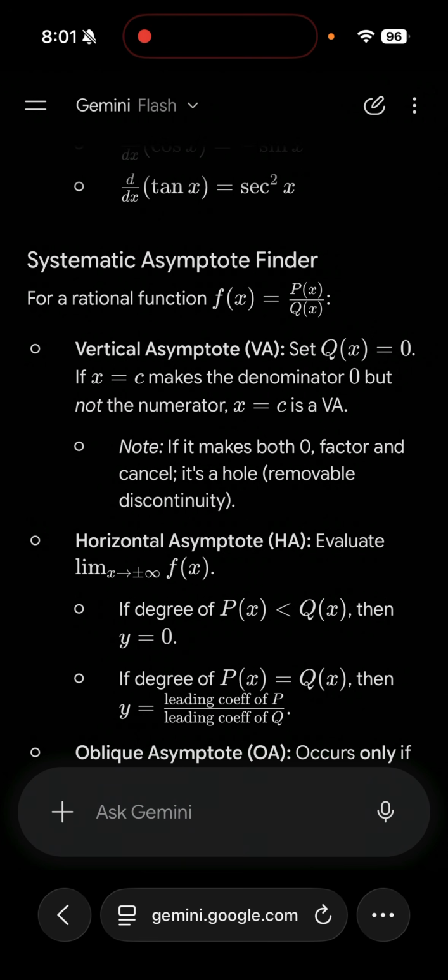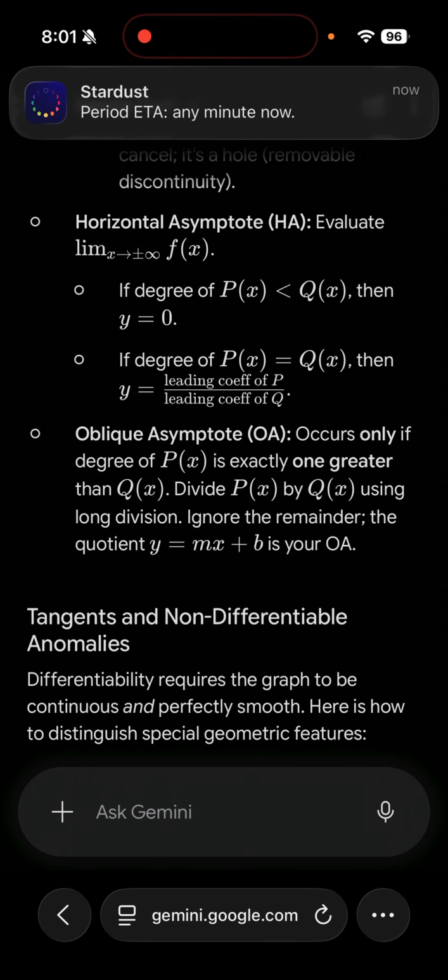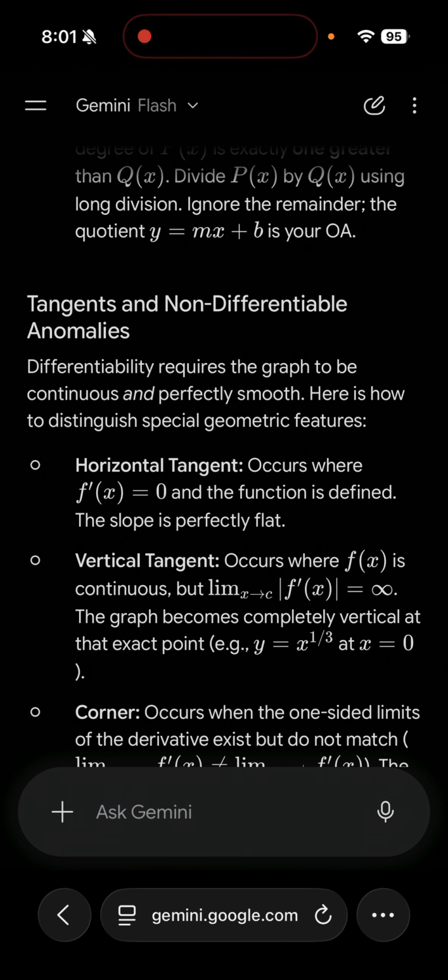Vertical asymptote: set q(x), the denominator, equal to 0. If x equals c makes the denominator 0 but not the numerator, x equals c is a vertical asymptote. Horizontal asymptote: if the degree of p(x) is less than q(x), then y equals 0. If the degree of p(x) is equal to q(x), then the leading coefficient of p over the leading coefficient of q is the horizontal asymptote. Oblique asymptote occurs only if the degree of p(x) is exactly 1 greater than q(x). Divide p(x) by q(x) using long division. Ignore the remainder. The quotient y equals mx plus b is your oblique asymptote.